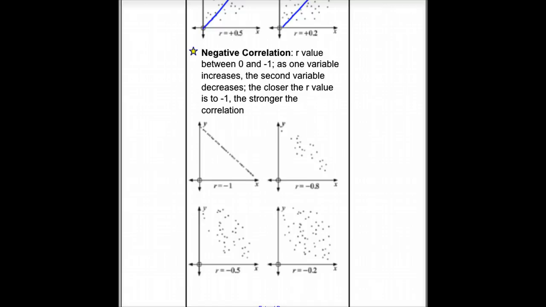So in this first one here, with an R value of -1, it's a perfect correlation: as the one gets bigger, the other is going to get smaller. Here with -0.8, same thing as with the +0.8, except trending downward, and likewise the -0.5 and -0.2.